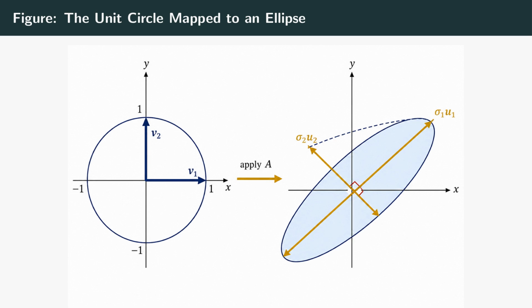This picture is the SVD. The v's are the input axes, the sigma u's are the output axes, and the matrix simply maps one perpendicular frame to another, scaling as it goes.